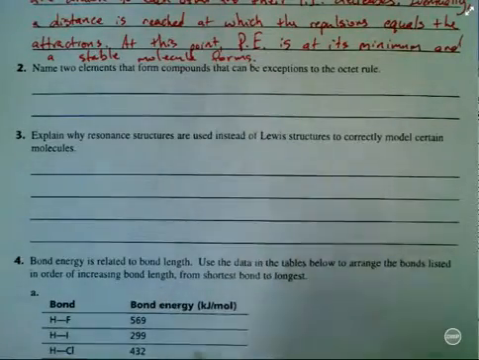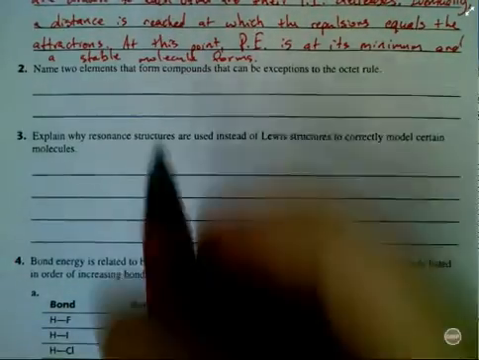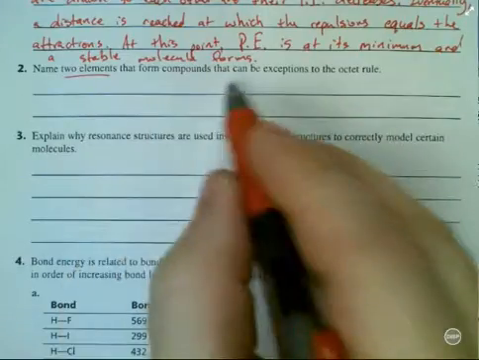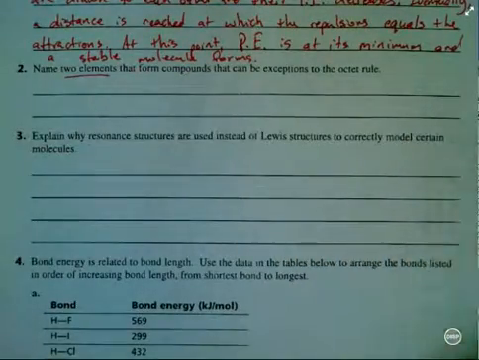Moving on to number 2. Name 2 elements that form compounds that can be exceptions to the octet rule. So we're not asking for the compounds here. We're asking for 2 examples of elements that can be exceptions to the octet rule.